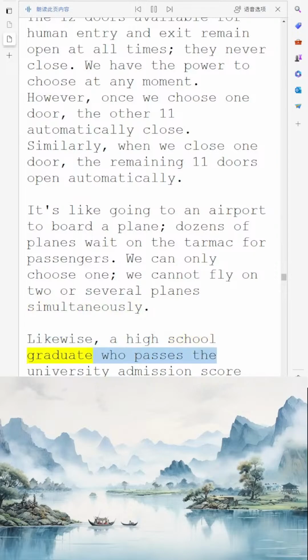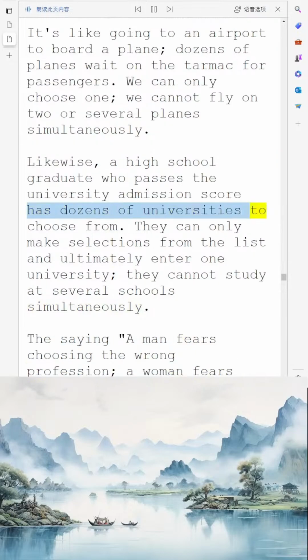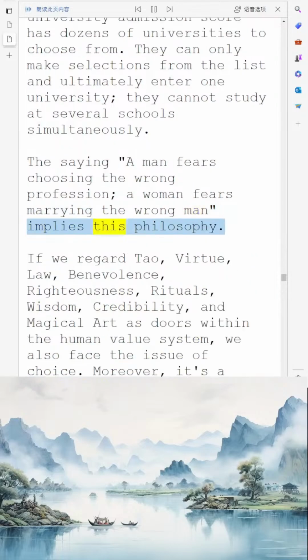Likewise, a high school graduate who passes the university admission score has dozens of universities to choose from. They can only make selections from the list and ultimately enter one university. They cannot study at several schools simultaneously. The saying, "A man fears choosing the wrong profession, a woman fears marrying the wrong man," implies this philosophy.